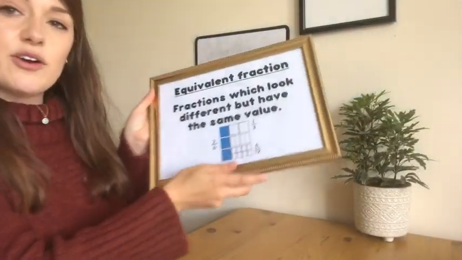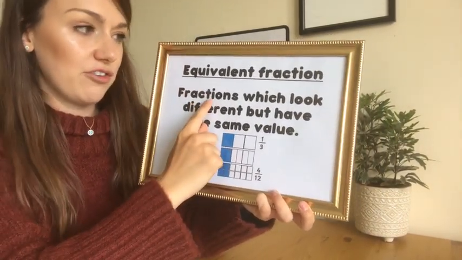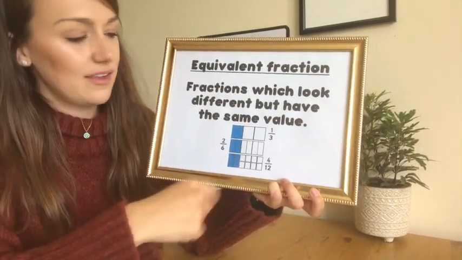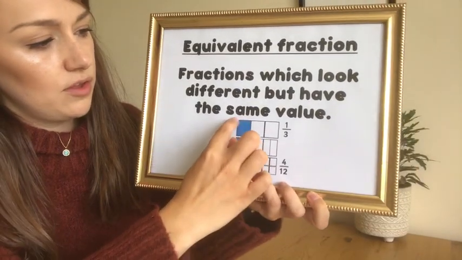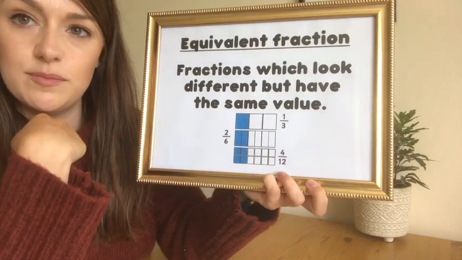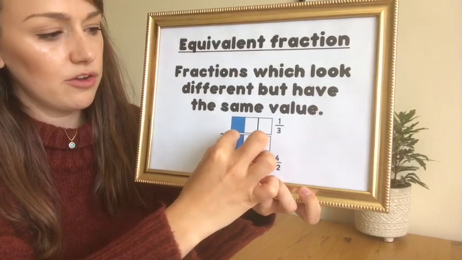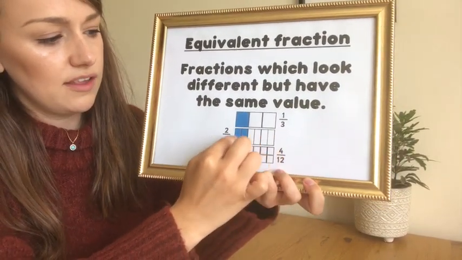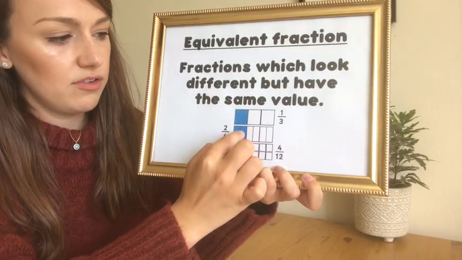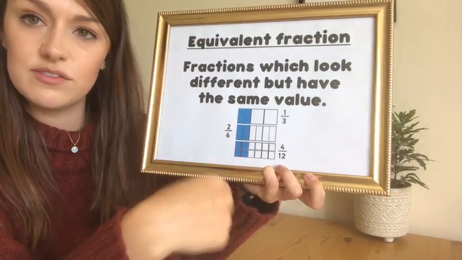So, if we look at the definition of an equivalent fraction, equivalent fractions are fractions which look different but have the same value, so they are the same size. So if we look at these examples here, we've got a bar split into 3 equal parts and one of them is shaded blue. So here, 1/3 of the bar is blue. If we look at the one underneath, the whole is split into 6 equal parts and 2 of them are shaded blue. And can you see that 1/3 is the same size, has the same value as 2/6?